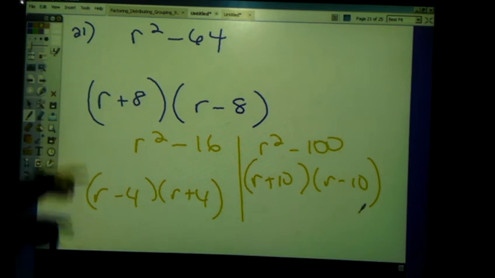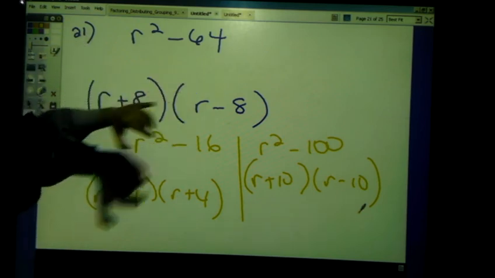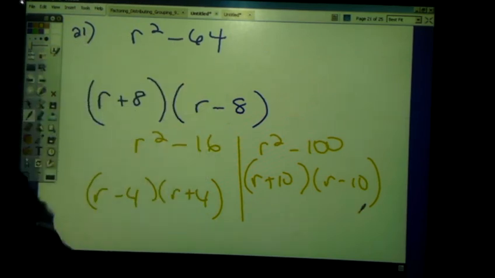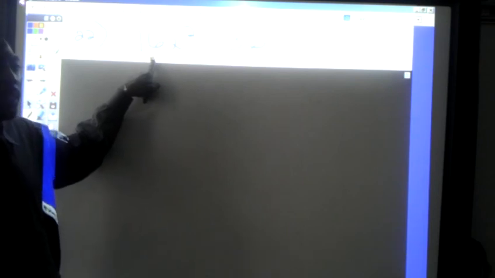When you see that, the light goes off. I know what to do. R minus the square root of this and r plus the square root of this. Every time. Okay? Real easy to recognize. So, is 16 a perfect square? Yeah. 4 times 4 is 16.